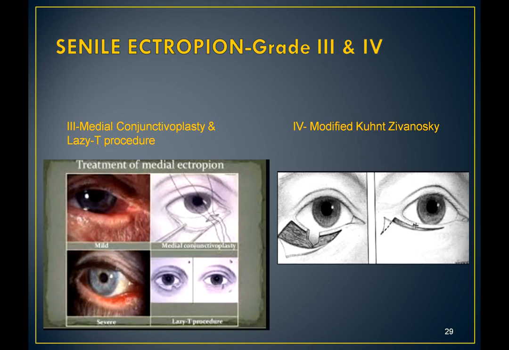It is better shown on the right side of the picture, that is the modified Kuhnt-Szymanowski technique, in which a pentagon of the whole lid is excised and then the rest of the tarsal plate and the lid is sutured, and the flap of the muscle, that is orbicularis muscle, and additional tissue is excised and is superimposed upon this excised tarsal plate to retain the healthy tissue onwards. This is another modification of grade 4 senile ectropion surgery.